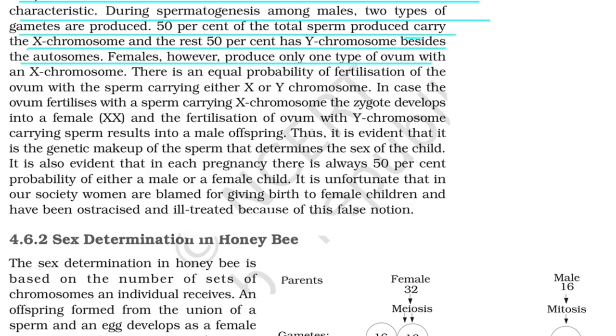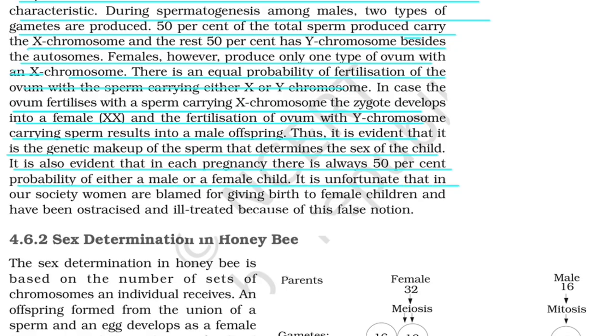Females, however, produce only one type of ovum, with an X chromosome. There is an equal probability of fertilization of the ovum with a sperm carrying either the X or the Y chromosome. In case the ovum is fertilized with a sperm carrying the X chromosome, the zygote develops into a female, and the fertilization of the ovum with a Y chromosome carrying sperm results in a male offspring. Thus, it is evident that it is the genetic makeup of the sperm that determines the sex of the child. It is also evident that in each pregnancy there is always a 50% probability of either a male or female child. It is unfortunate that in our society women are blamed for giving birth to female children and have been ostracized and ill-treated because of this false notion.